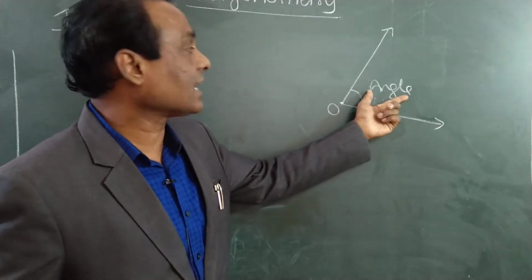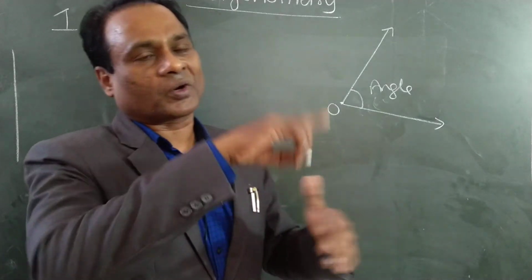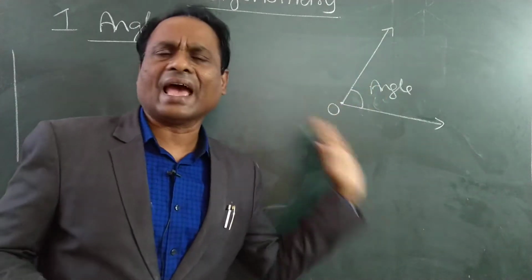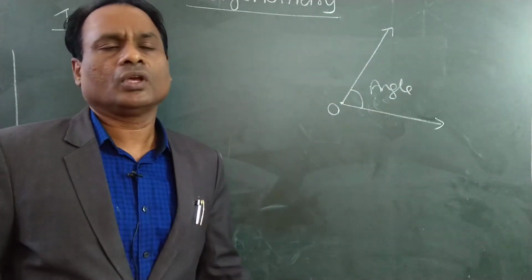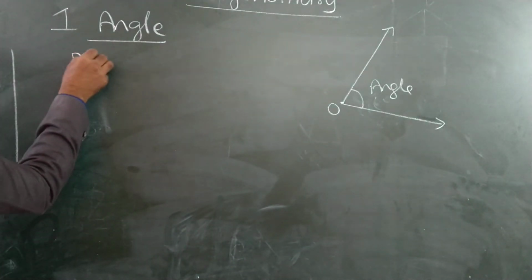So this is the angle, and you know how to measure the angle also. With the help of a protractor we can measure angles. These two are the sides or arms of the angle. So write the first point, angle.